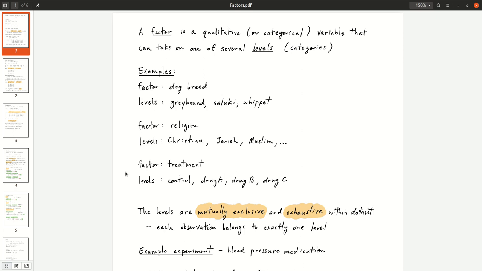And I say within the data set, so for example, if you had a data set that only had Christian, Jewish, and Muslim subjects, then you would just list those as the three levels of the factor, even though there are more religions in the world.